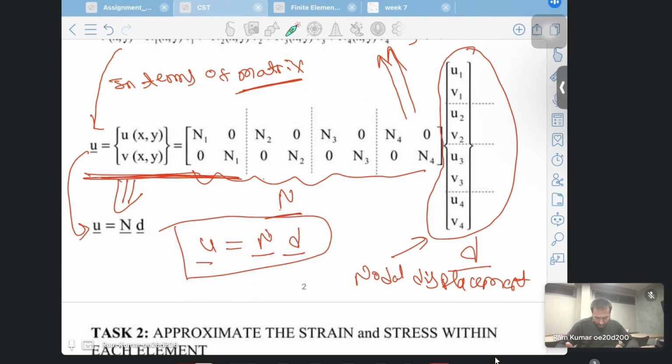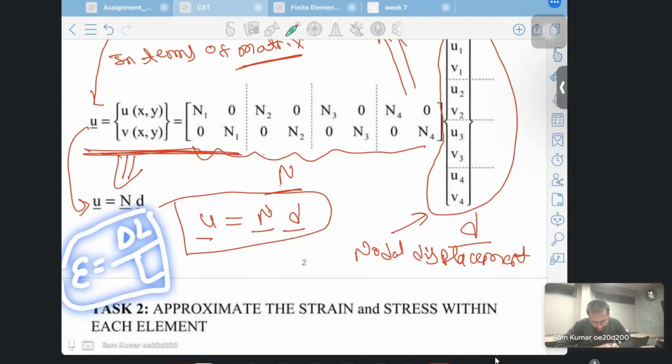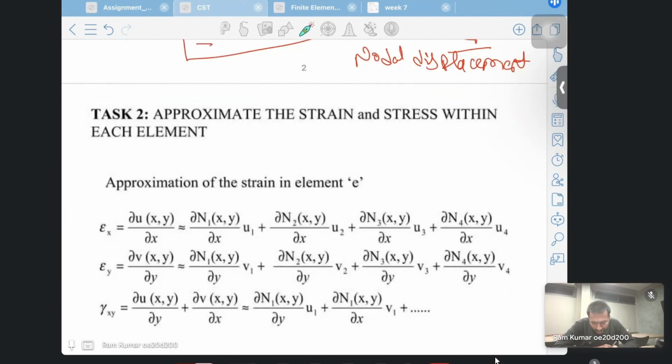Okay, till now. Now, for example, we have this one bar and I want to find the strain. So strain equals delta L by L. This is for a simple beam or bar condition. But we have this 2D element, so we have to take partial differentiation. So how will we find the strain for any element? But we have this element.